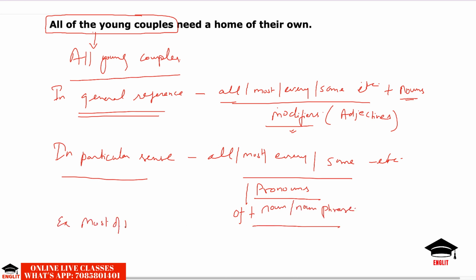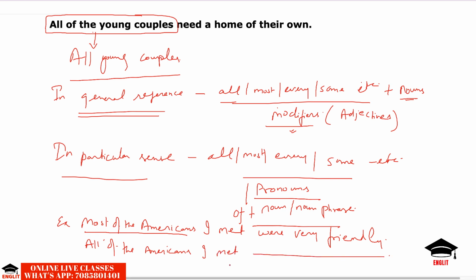Like, most of the Americans I met were very friendly. So I'm talking about most of the Americans, not all Americans. I'm talking about a particular reference. Only the people I met, or we can also say all of the Americans I met were very friendly. It means I'm talking about only those Americans I met. In both the cases, the reference is always exclusive or particular. That's why most and all are used as pronouns. And when I refer to some common reference or general reference, they will be used as modifiers only.